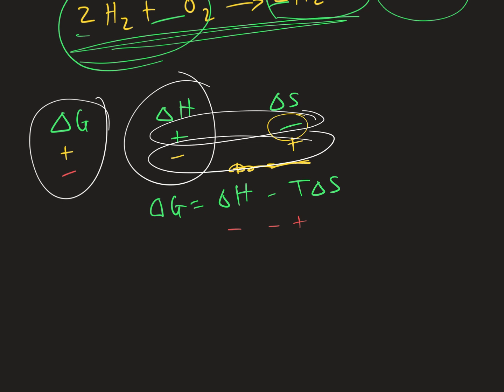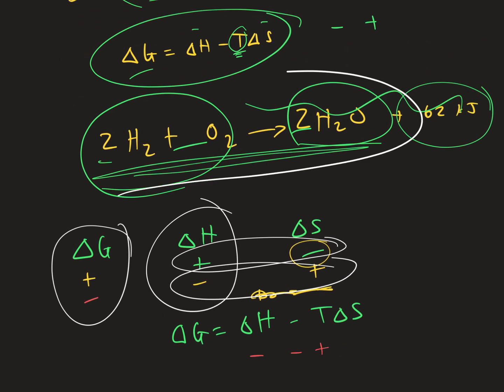And what's delta G stand for? That's the free energy, right? Gibbs free energy. Well, what is that? Spontaneity, right? If it's spontaneous or not. Do we know if this is spontaneous? Do you guys know that? So there's a lot of unknowns that way.